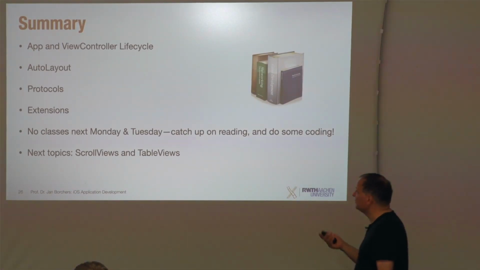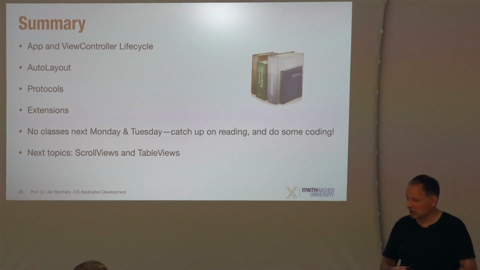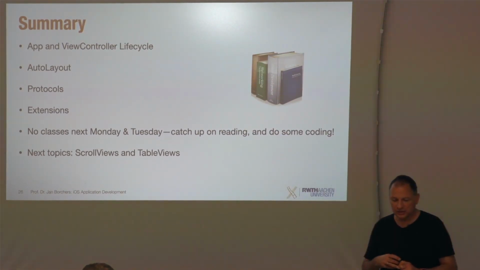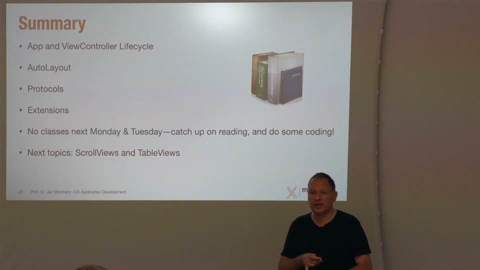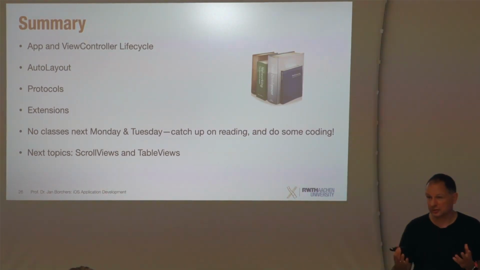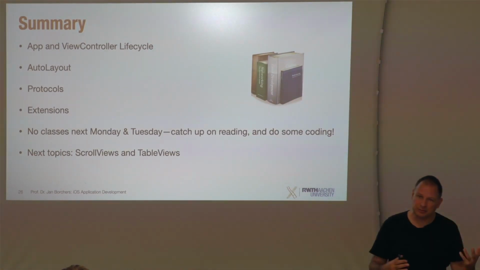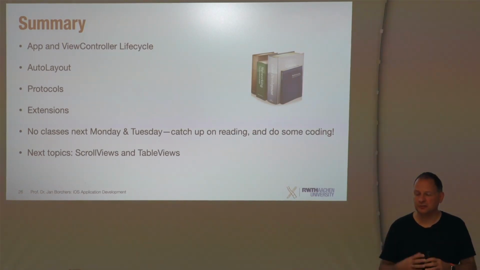All right, we're wrapping up. We talked about the app and view controller lifecycle today. You saw a wonderful demo on auto layout, and we introduced protocols and extensions as language features. And as you can see, we also talked about delegates. That's, I think, also an important one. You can see there are language features, there are design patterns. All of these make up a certain sort of ecosystem in which you are developing.